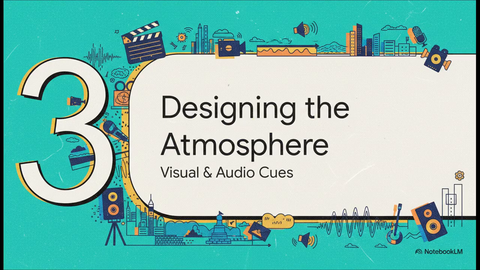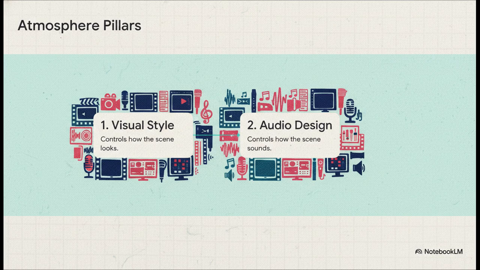Okay, so you've got your story locked in. Now for the really fun part, building the world around that story. This is where you get to be a production designer and a sound mixer, all by just typing. It's time to design the atmosphere. Just think of this like you're dressing a set and mixing the audio for your own mini movie. And it's all built on 2 main pillars that you get to control directly. The visual style, which is how it looks, and the audio design, which is how it sounds.